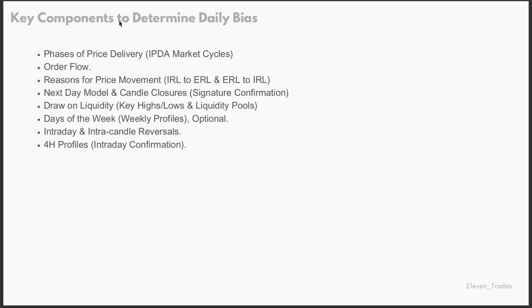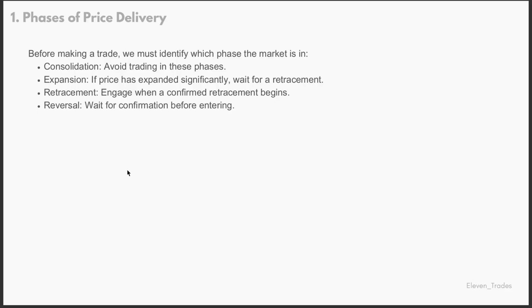So first, let's define each of the components, and then most of the time will be spent on the chart, and I will show you how to determine your daily bias there. The first component is the phase of price delivery. After entering the chart, you have to assess the phase of price, whether it is a consolidation, expansion, retracement, or reversal.